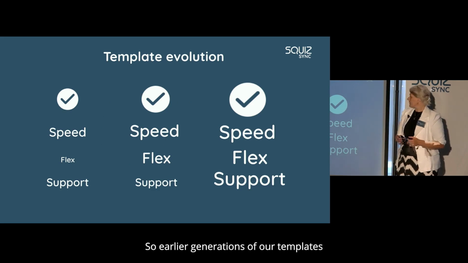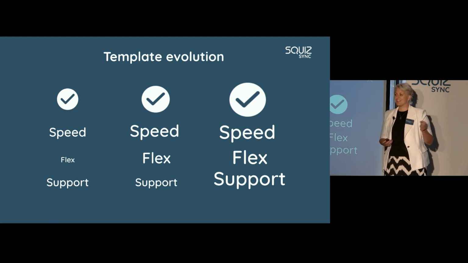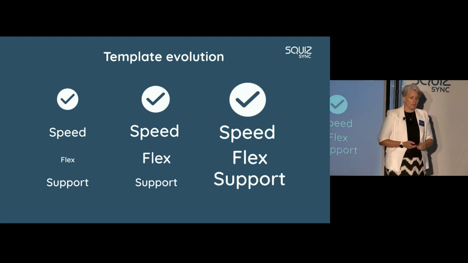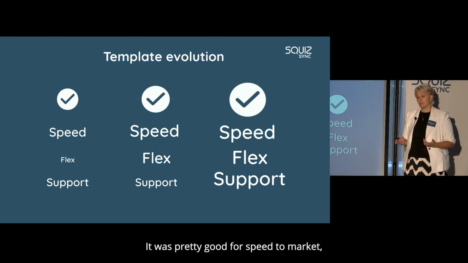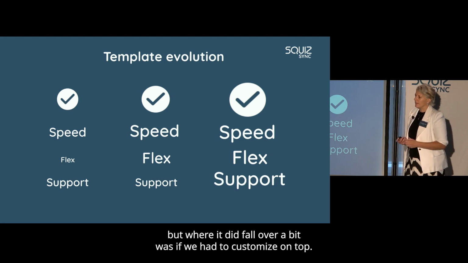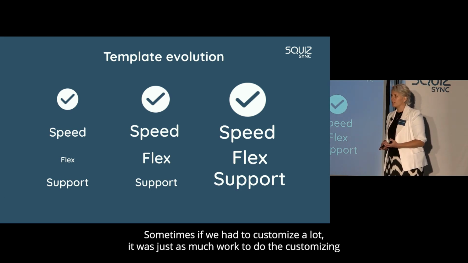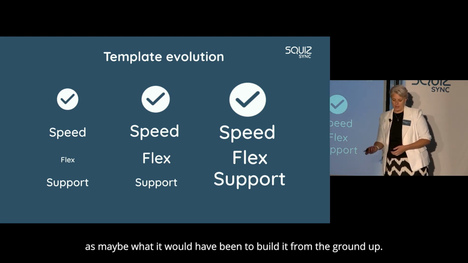So, earlier generations of our templates, who here would have been familiar with Neo as a template? Yeah, there's quite a lot of hands. Okay, so a couple of years ago we invented a template called Neo, and we used that as a way of quickly publishing websites. It was pretty good for speed to market, but where it did fall over a bit was if we had to customise on top, it was a lot of work. Sometimes if we had to customise a lot, it was just as much work to do the customising as maybe what it would have been to build it from the ground up.